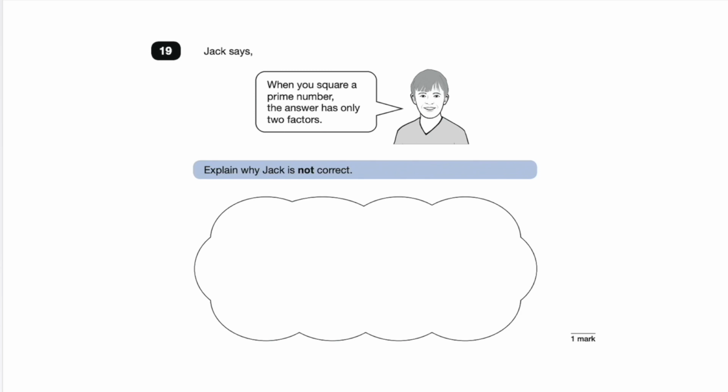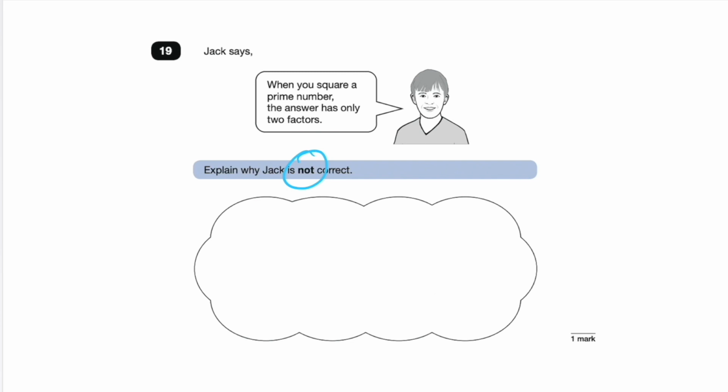Okay, question 19. We're getting very close to the end. Bear with me. Here we go. Question 19 says, Jack says, when you square a prime number, the answer has only 2 factors. Explain why Jack is not correct. So they've been kind enough to tell us that Jack is not correct here, but we need to explain why.